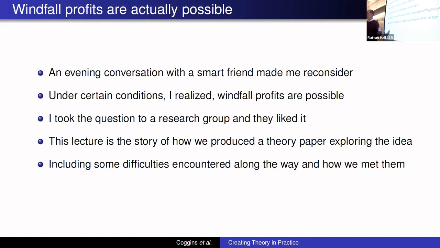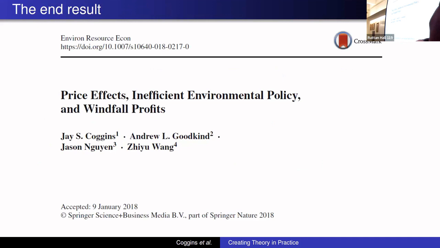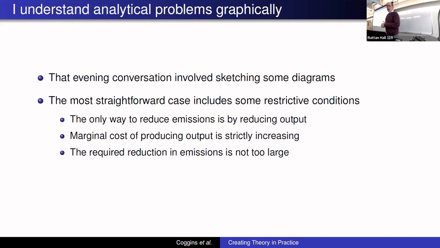But we ran into difficulties. We got the paper rejected at two top journals. It finally got accepted by the third one we tried. This is the paper, Environmental and Resource Economics. It's not the top, we got rejected by the top two, ended up in this one, top two field journals. So that evening conversation I had involved a lot of diagrams, discussion. The guy I was talking to then was super smart, dude.